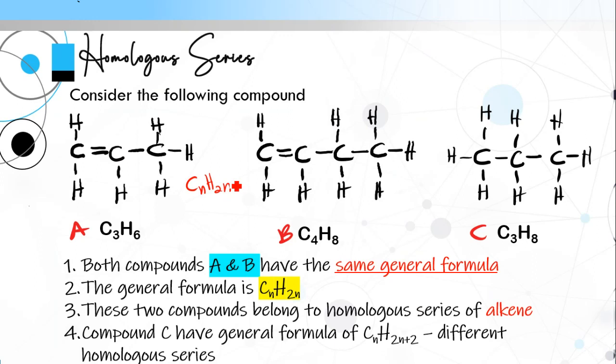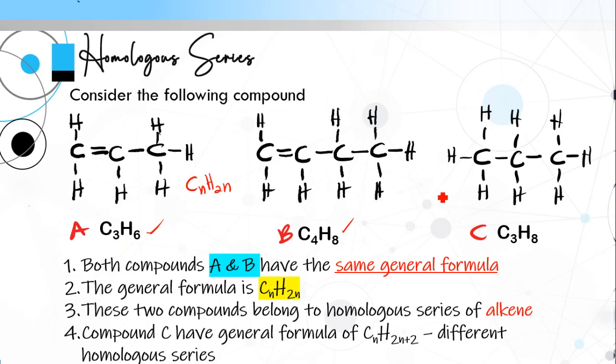So CnH2n is actually the general formula for alkene. If you see from the formula, if n equals 3 here, this is supposed to be 6, which is true for this one. If n equals 4, this is going to be 8. It's also correct for A and B.